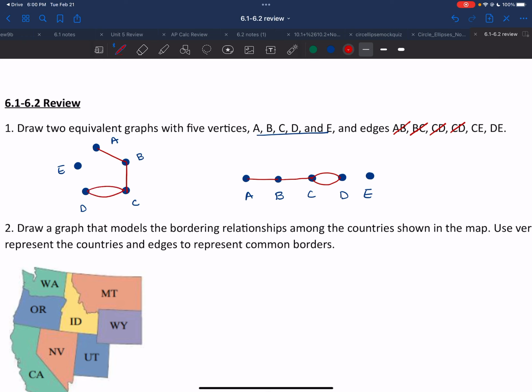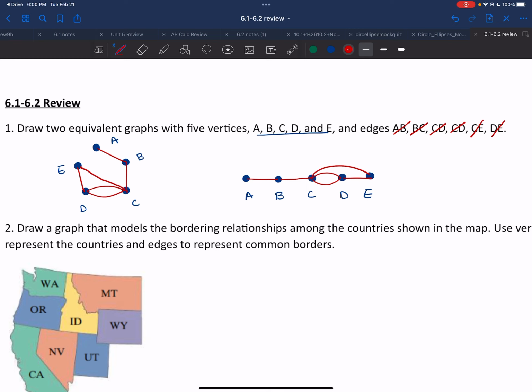And then CE, that's going to bring this over here. And then DE, so DE and DE. So both of those are equivalent graphs. They look different, but they have the same vertices and they are connected the same way.